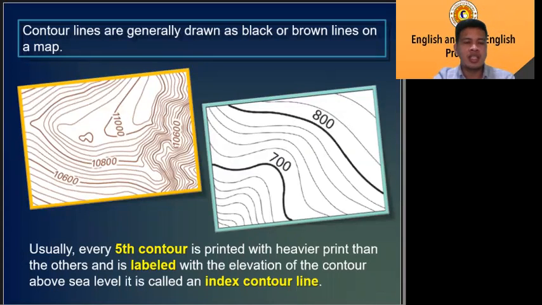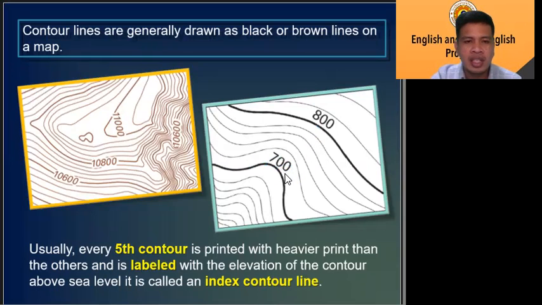Another feature here: contour lines are generally drawn as black or brown lines on a map. Then usually every fifth contour is printed with heavier print than the others. As you can see here, if you count, this is number one, 1, 2, 3, 4, 5, and then another dark line.